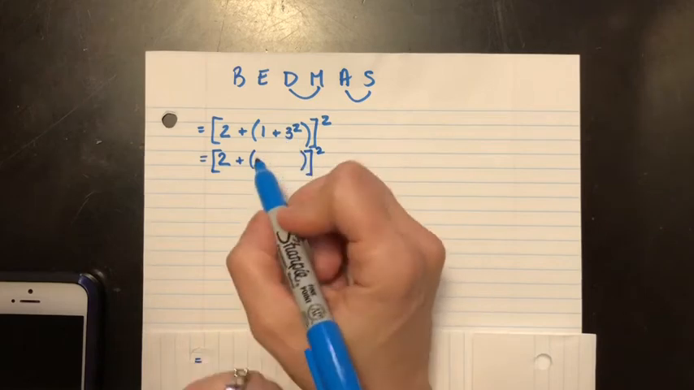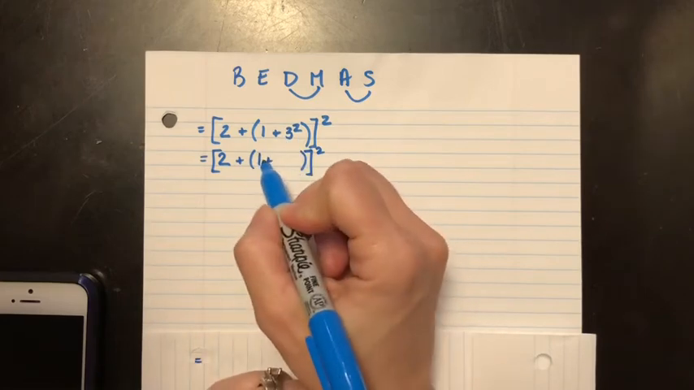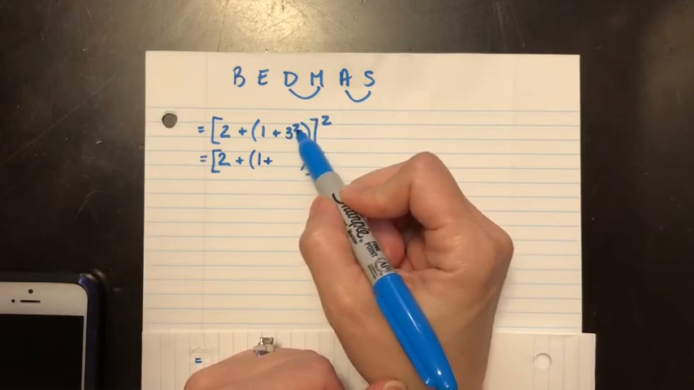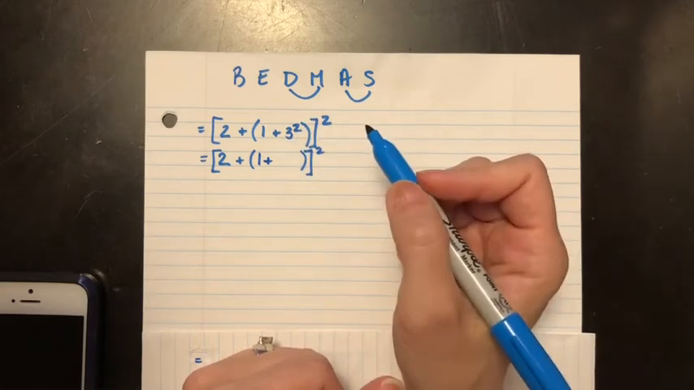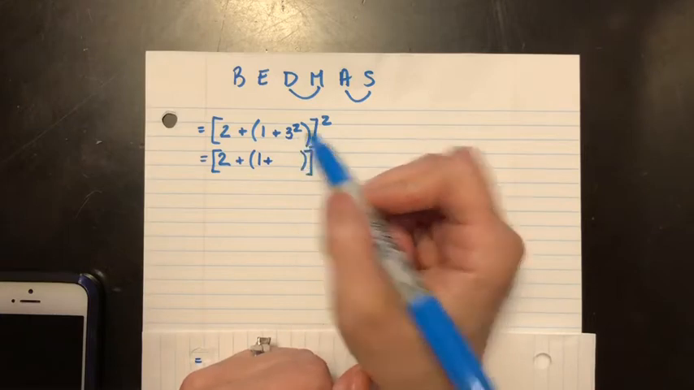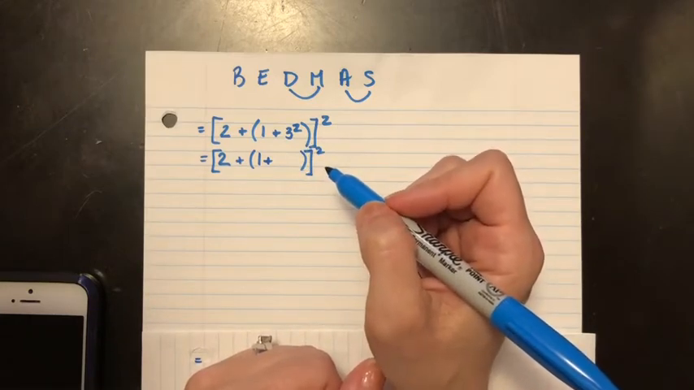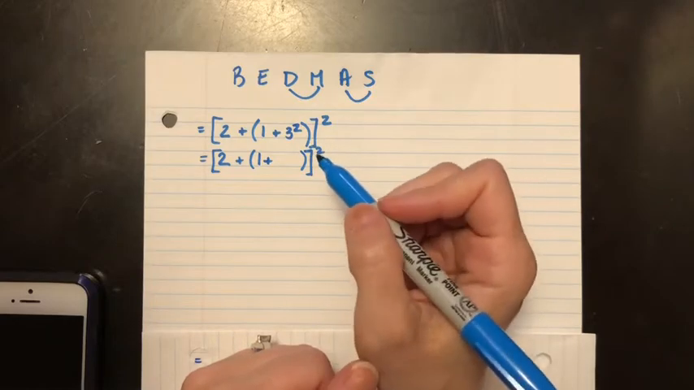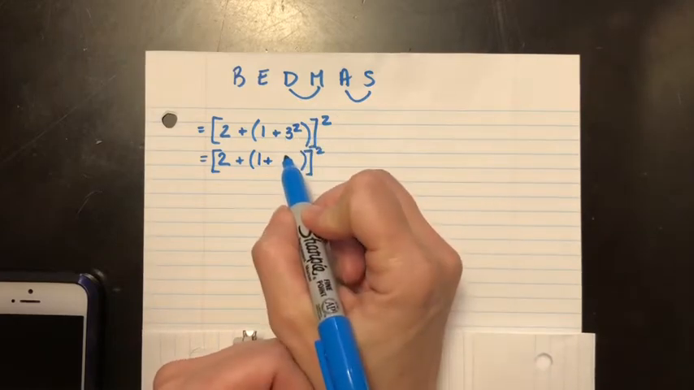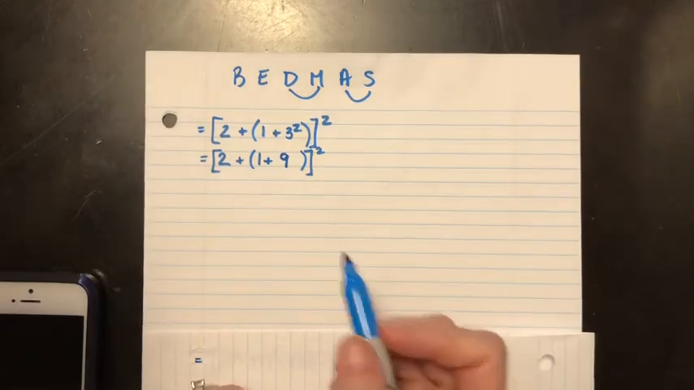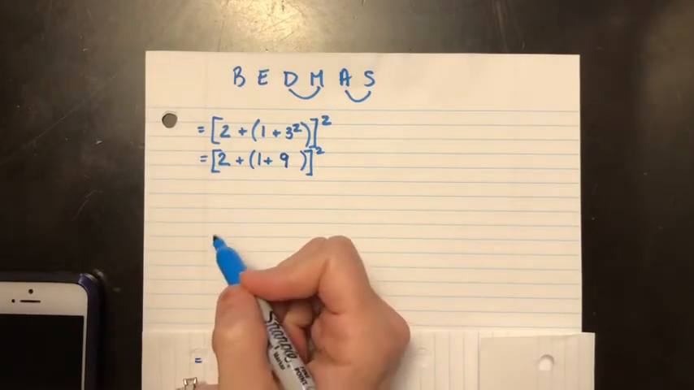When I look inside here, I'm not ready to deal with that 1 plus yet. The first thing I have to do is the exponent within this, so it's 3 to the exponent 2. When I think about 3 to the exponent 2, I'm going 3 multiplied by itself 2 times. So it's 3 times 3, which gives me an answer of 9. So I've got a 9 in there, and that is my first line of math finished.